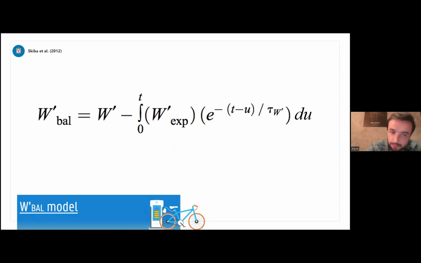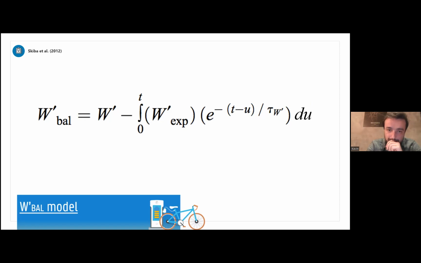the W balance model. And actually this was quite an innovative model. So W'BAL stands for W prime balance, because this model was developed to calculate the dynamic balance in W prime at any time during exercise.